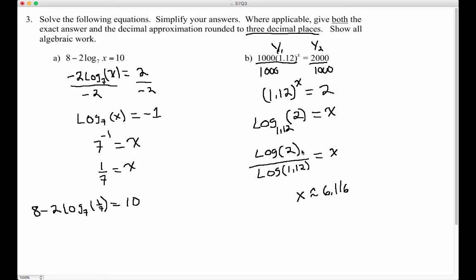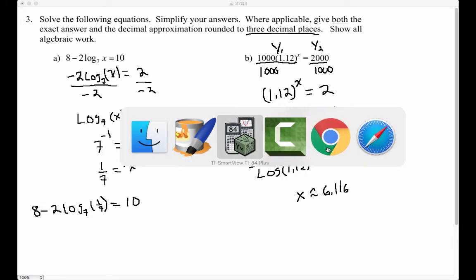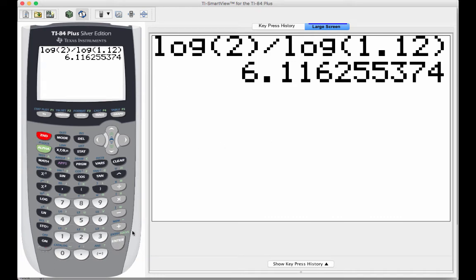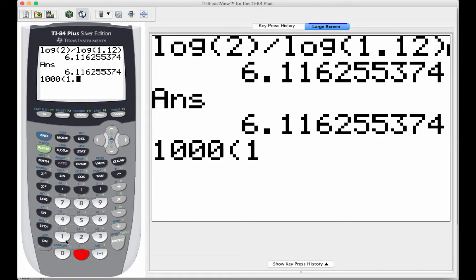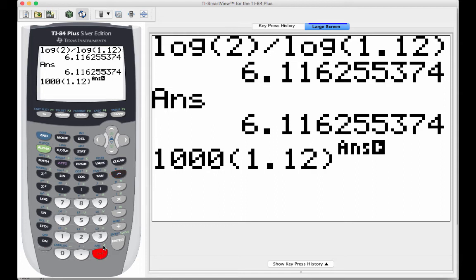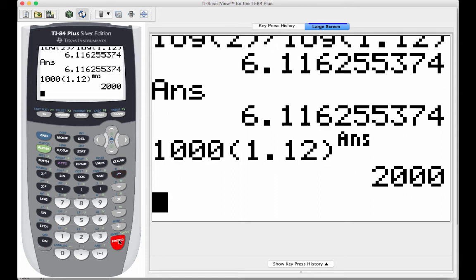Another thing is that now that we have that value of x stored into our calculator in the variable Ans, if you go second and then come down here to your negation sign, there's a variable called Ans and it stores the last thing you did. We can actually see whether or not we get 2,000 back by raising 1.12 to that exponent. So if we take 1,000 times 1.12 raised to the Ans, we get back 2,000.